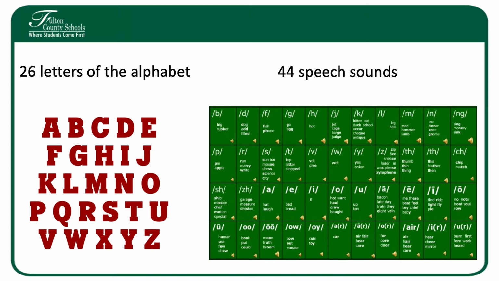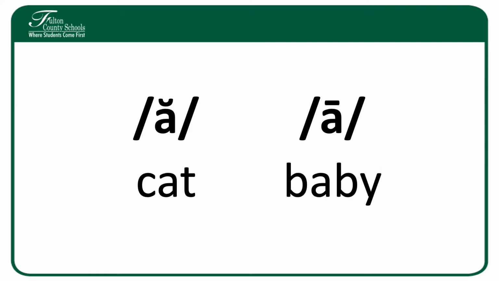Through the systematic and explicit phonics instruction a teacher provides, the students learn that a phoneme is an individual speech sound in a word, and that a grapheme is a letter or letter combination that represents those sounds in the printed word. In the English language, there are 26 letters in the alphabet, but 44 phonemes or speech sounds. For example, the letter A is pronounced with the short vowel sound A, as in the word cat, but with the long vowel sound A, as in baby.